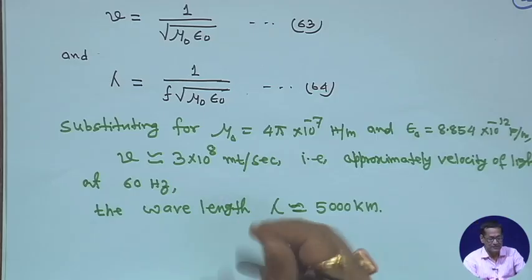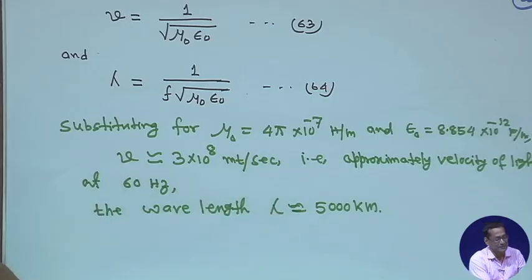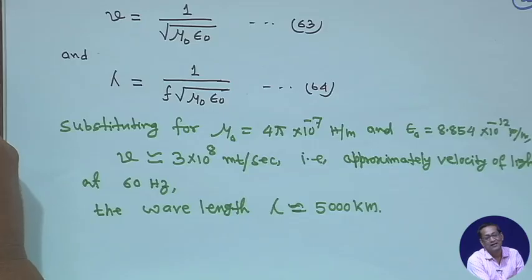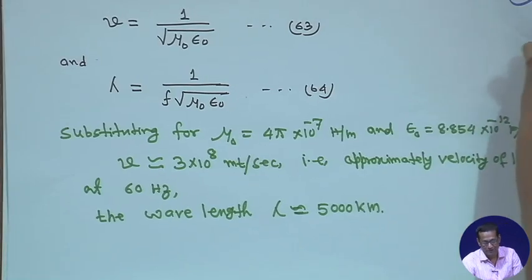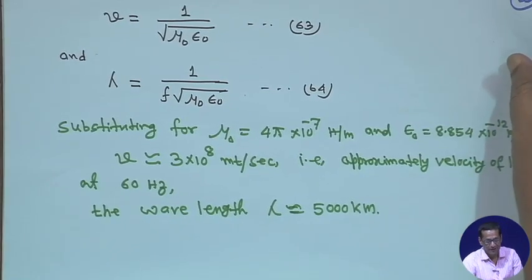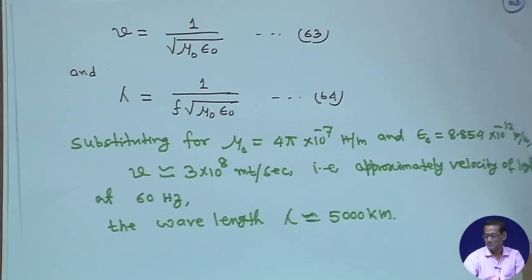But these values are approximate, because we have taken ln d upon r dash approximately equal to ln d upon r. But this will give a good idea about your V and your lambda.